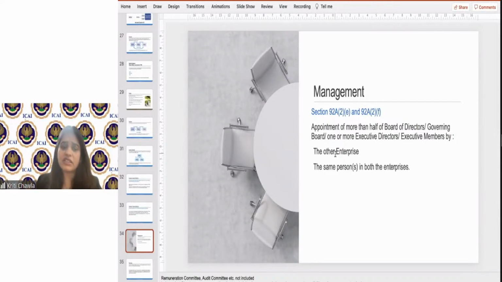And I think that's only wise. That's a very wise thing. So if you feel that one company is actually appointing people in the other company, more than half of the board of directors in the other company, and these board of directors will actually do the decision making in the other company, then obviously these 2 companies will become related to each other. I think it's very logical also that these 2 companies should be associated, because one company is appointing executive directors, or one company is appointing more than half of the board of directors in the other company. Then it's only obvious that these companies will be associated to each other. And that's what section 92A2E actually says.